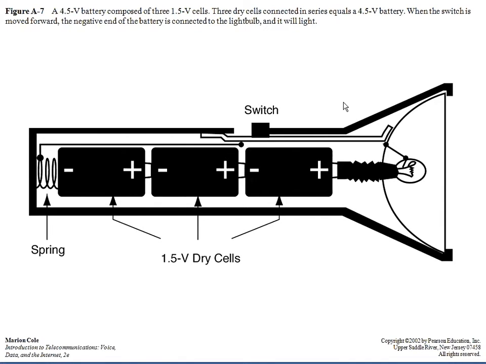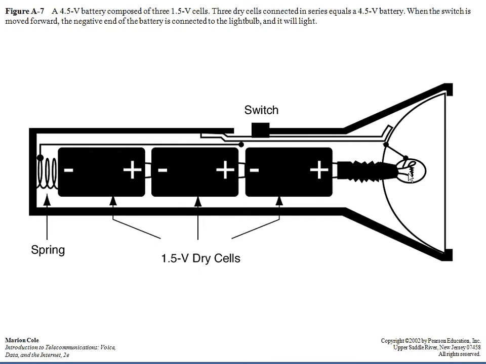Each one of these cells is 1.5 volts, and 3 in series like this will add up to a total of 4.5 volts that will power the light bulb. The flashlight bulb here on the right end will serve as the resistor, and the resistance is what makes the filament glow and cast light.